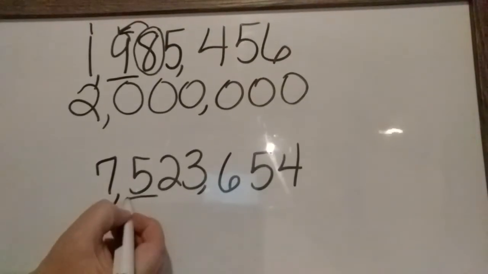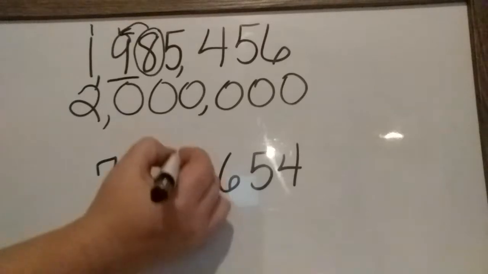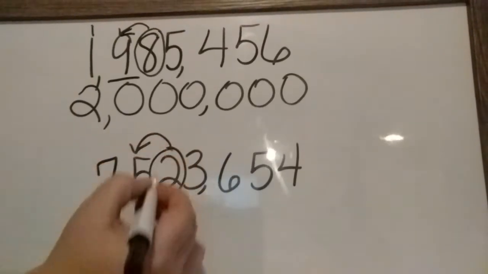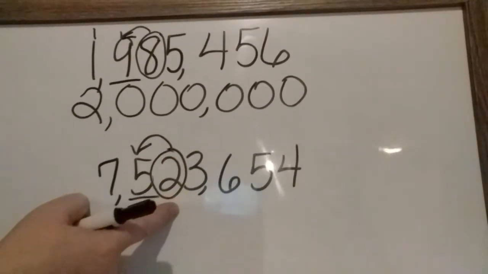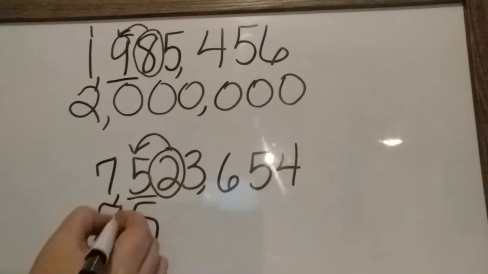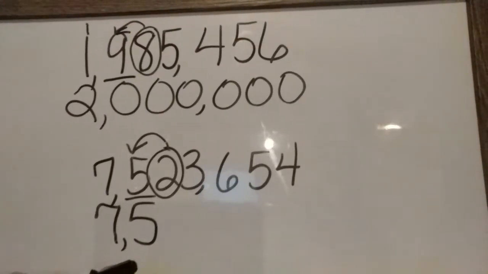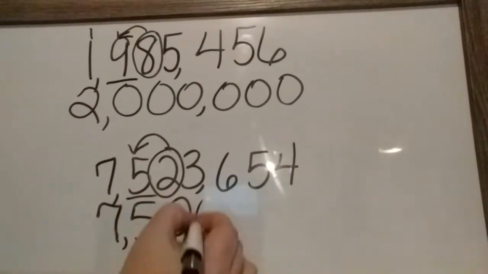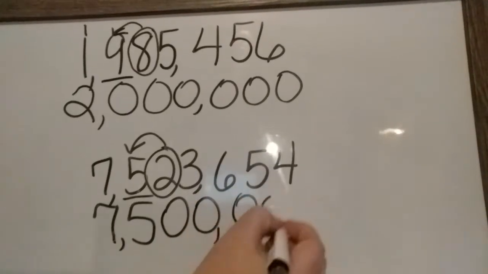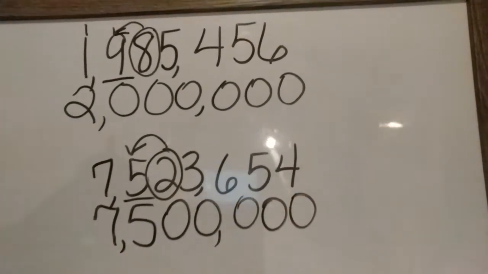Here, 5 is in our 100,000s place. The boss is always right. 2 is its boss. 0 to 4, stay on the floor. So that 2 is a stay boss. Tells the 5 to stay at 5. Everything before it stays. Remember, you got to copy all that down or you're just giving me the value of that 5. We want to round it. So this rounds to 7,500,000.